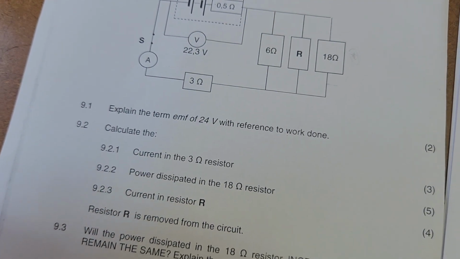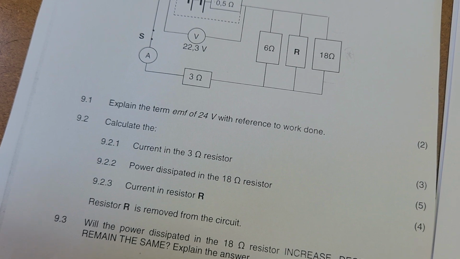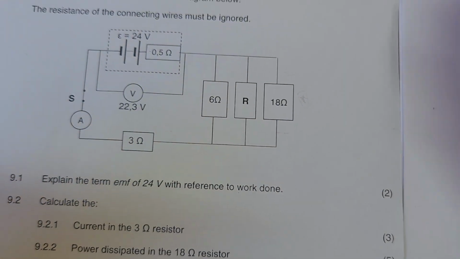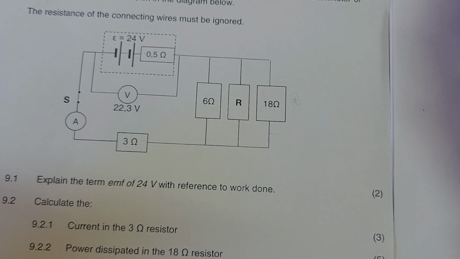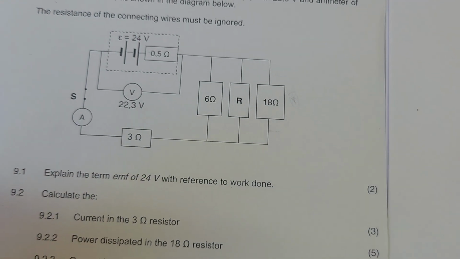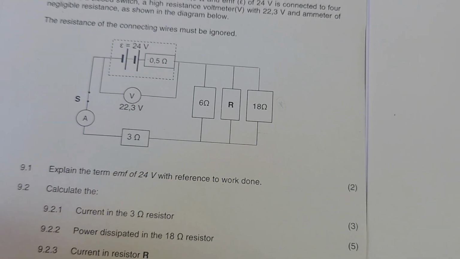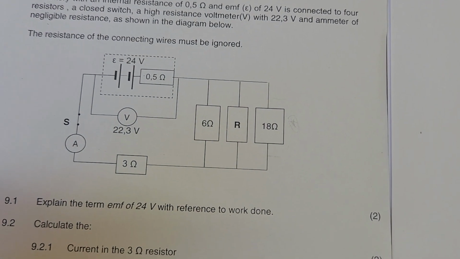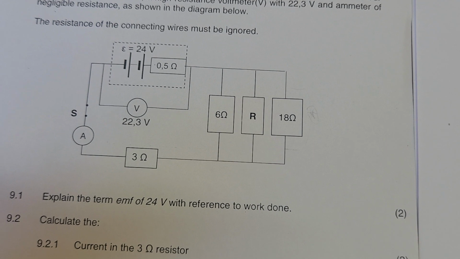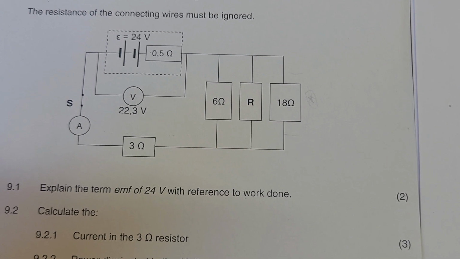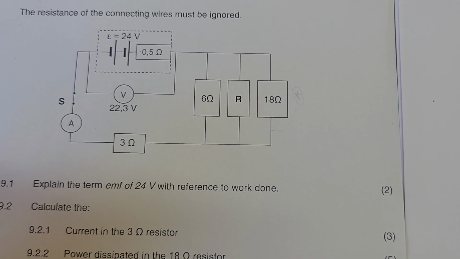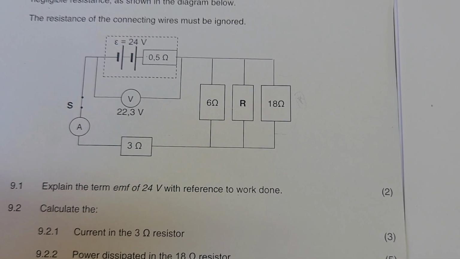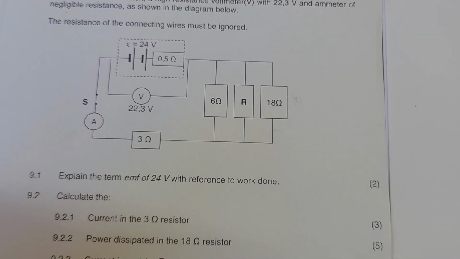calculate the current in the resistor R. Resistor R is part of the parallel combination. Therefore, we know that the voltage in the parallel combination is the same. Therefore, we can calculate the current across 6 ohm and 18 ohm. If we know the current flowing through 6 ohm and 18 ohm, we know that the total of that parallel combination will be the same as the total current, which is 3.4.